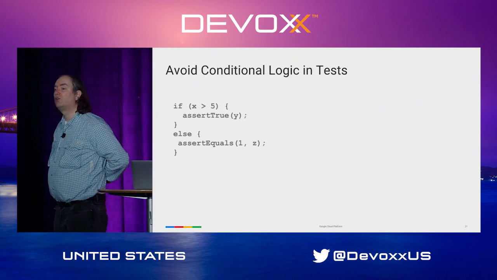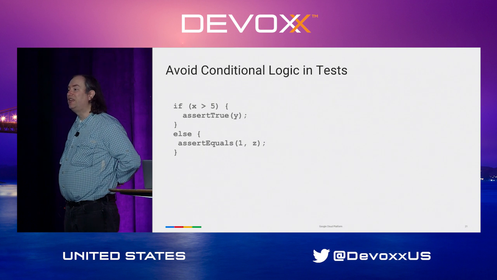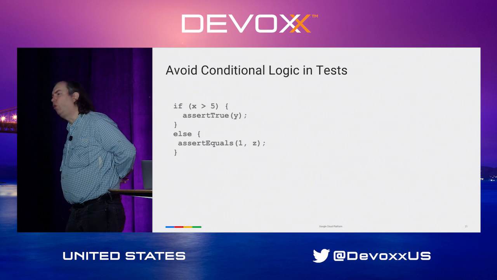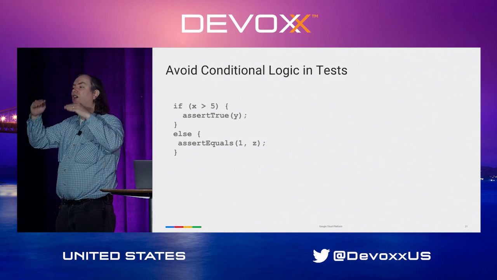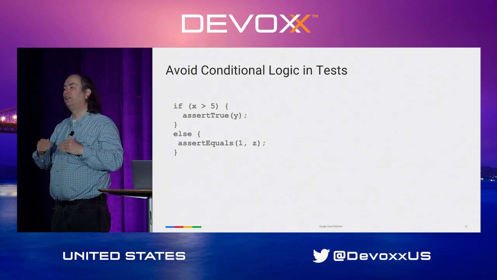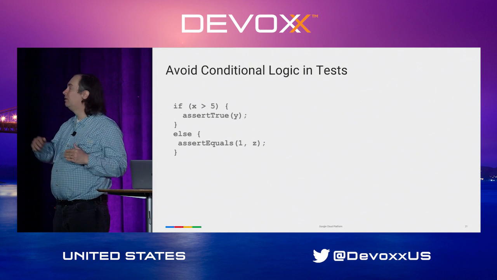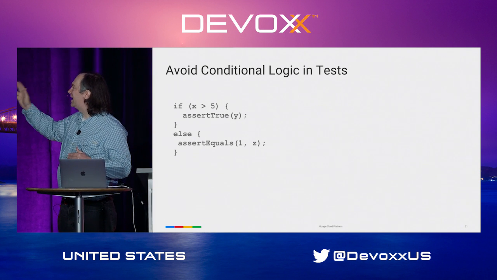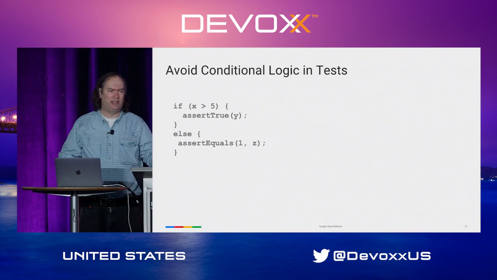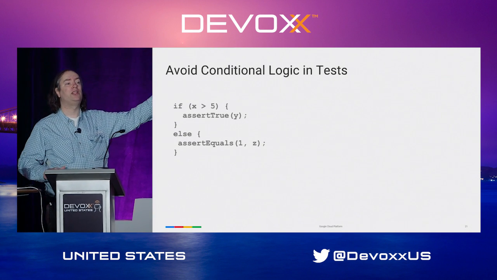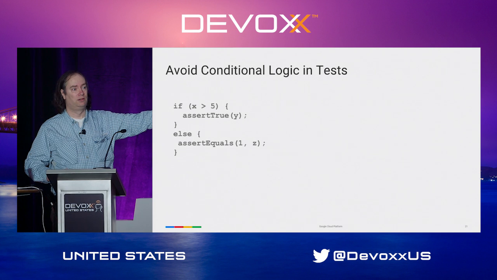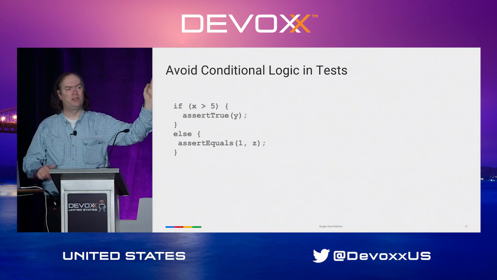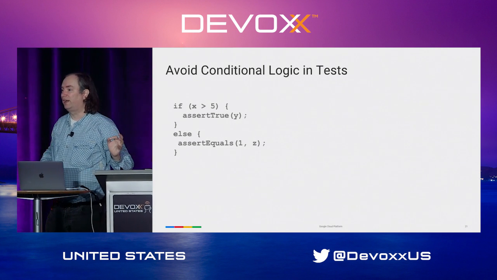Another anti-pattern to watch out for: conditional logic in tests. For loops that iterate across every element of a collection are fine. But if statements, like if x is greater than 5, we're going to assert this, else we're going to assert something else, should be 2 separate test methods, not 1, with different input values and different setup.